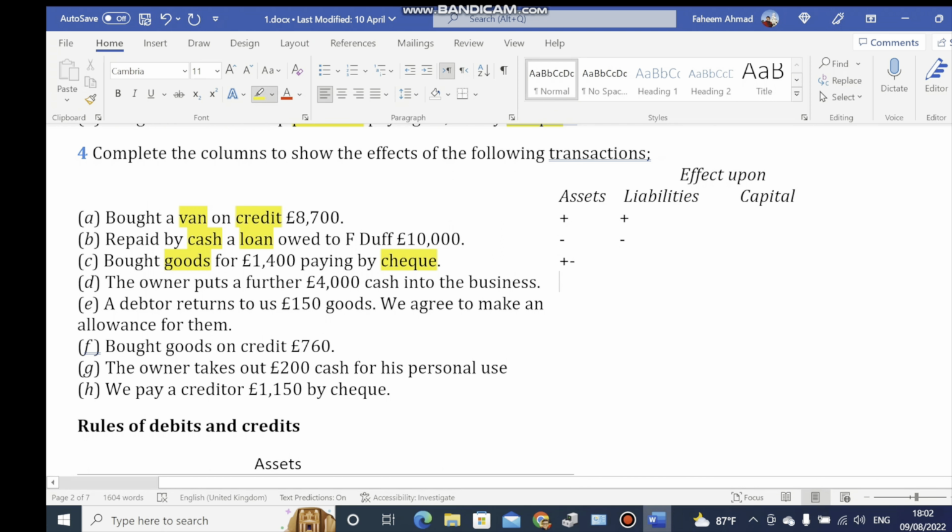D. The owner puts a further £4,000 cash into the business. One account I can identify is owner. Owner means capital. Other account I can identify is cash. Cash is an asset, increases in the business, so assets positive. Owner has put money in the business, that means capital is increasing. Next, E.